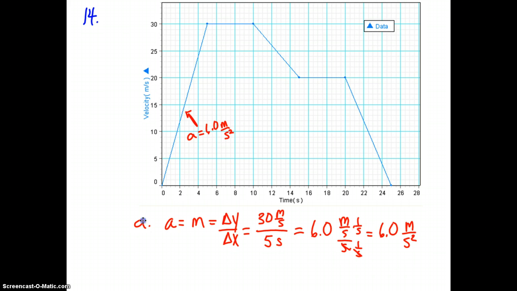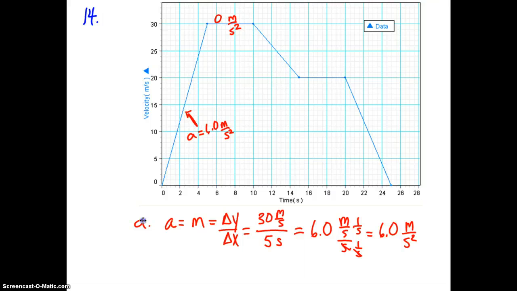You would do the same thing for the other intervals asked here. Let's take a look at B. They want from 5 to 10 seconds. Well, from 5 to 10 seconds, it's a horizontal line. So that means that the acceleration, of course, would be 0 meters per second squared during that interval.